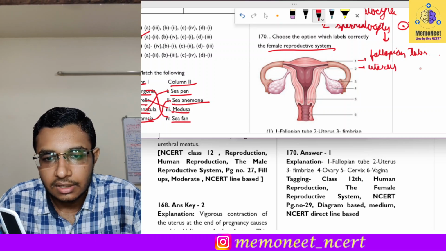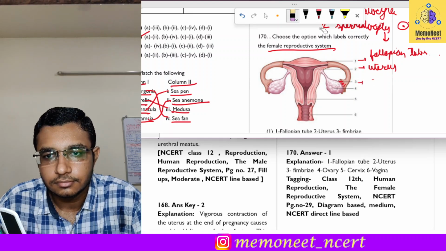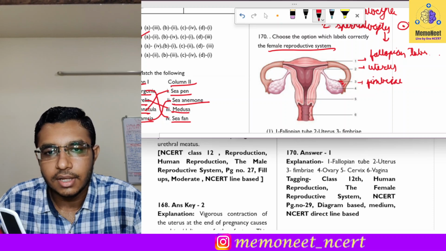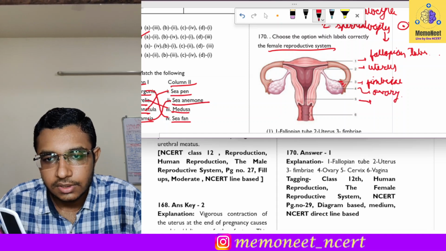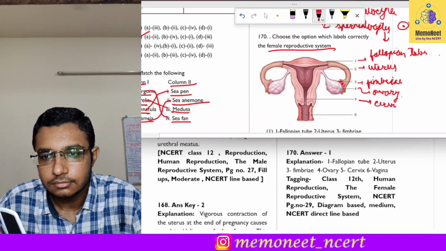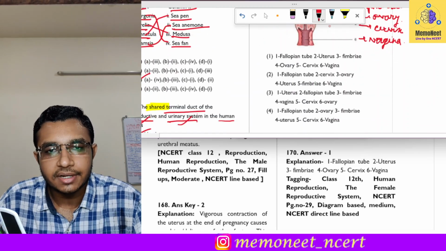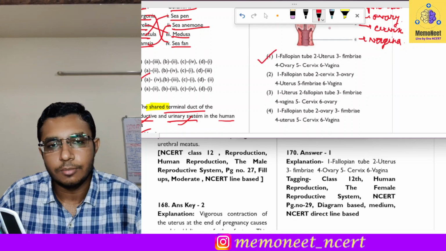Then the third one, these are the finger-like projections which you can see over here. Okay, so these are the fimbriae. Next, fourth is the ovary. Then fifth is the cervix, and sixth is the vagina. Okay, so this is the correct labeling of the female reproductive tract, and the option which is showing the correct labeling is option 1. So the correct answer of this question is option 1.